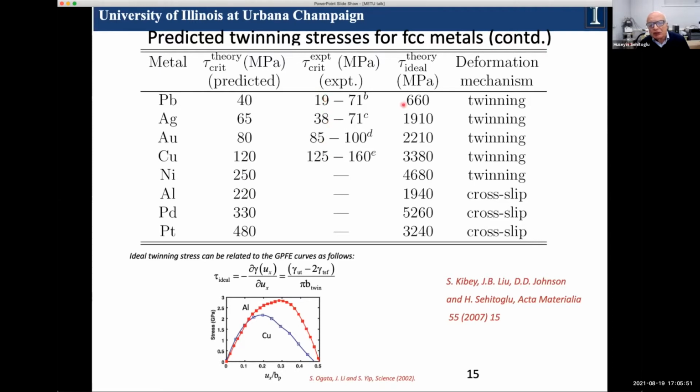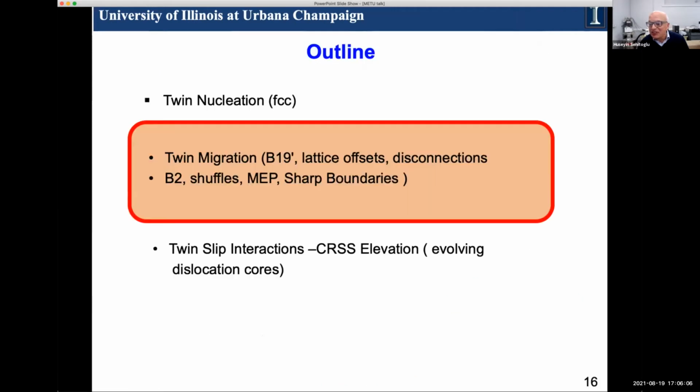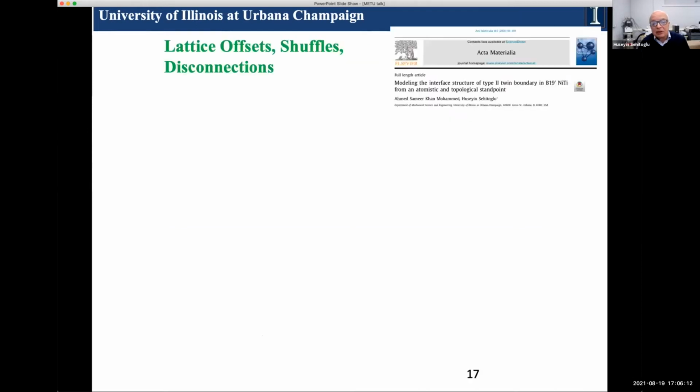But in these experiments, the ideal twinning stress is taken from the slope of these energy curves, and that gives you a huge number. That's the ideal stress, and it does not involve any presence of any defects. So I want to say a few things about more complicated structures, and this is more recent work, 2020, Samir.